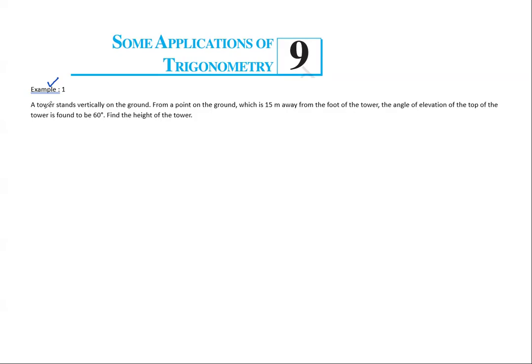First, a tower stands vertically on the ground. So we have to draw a tower like this. A straight line is our tower. It is on the ground. Again, always we have to aim for a right angle triangle. A tower stands vertically on the ground. So this is our tower.